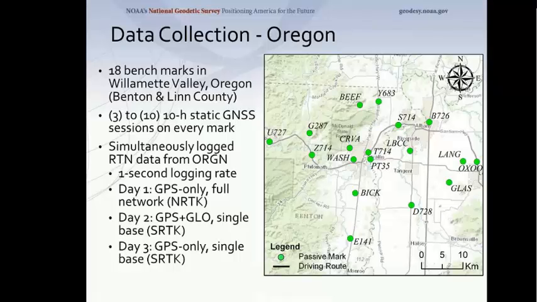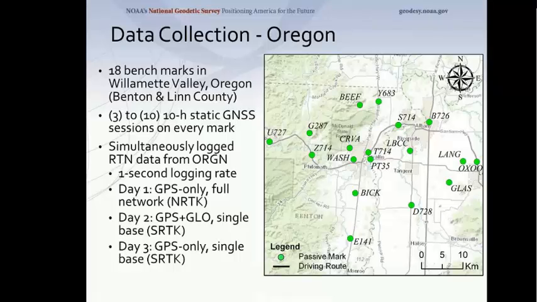Starting with Oregon, we began by analyzing a survey that I actually did in 2014 that involved 18 existing benchmarks, surrounding Corvallis, Benton, and Linn counties. On all 18 of these marks, we did 3 to 10 ten-hour static sessions on every mark. The purpose of that was to derive really highly accurate coordinates on each mark from a conventional static survey campaign so that we could use those coordinates as a basis for evaluating the accuracy of the ORGN.